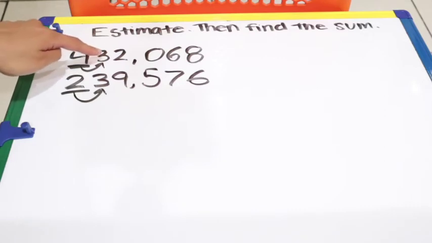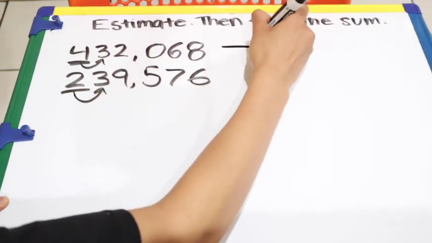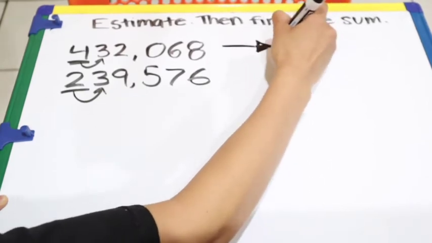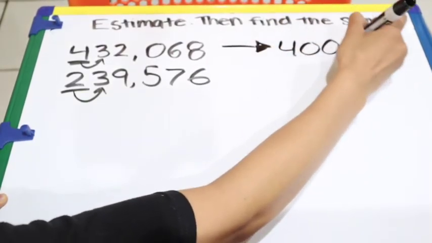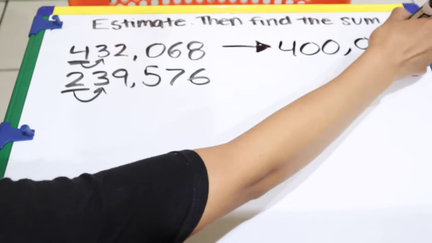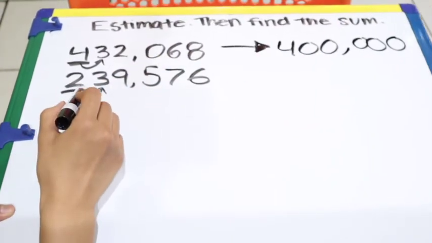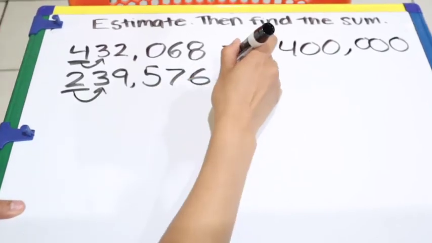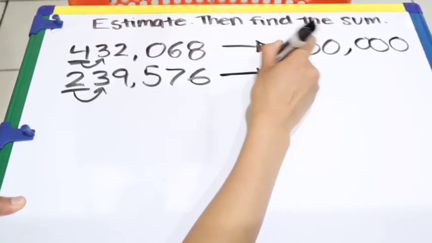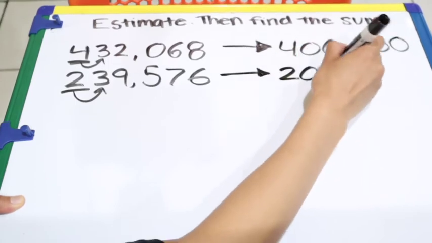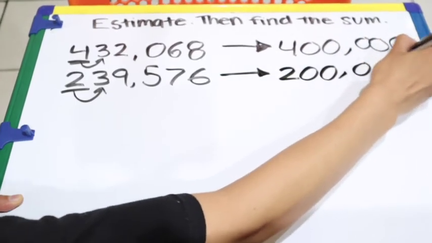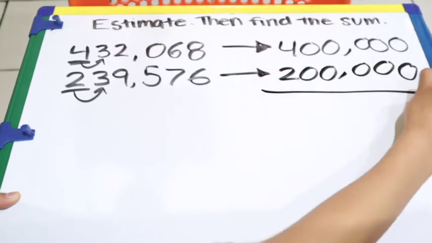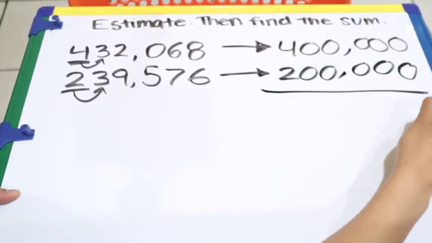Okay, in this case we have a 3 as our neighboring digit, so the 4 is going to stay. So this number rounded is 400,000. Over here on this side, we also have a 3, which means our 2 is going to stay. Therefore, this number is 200,000. Awesome. Now, we can add our estimated numbers.